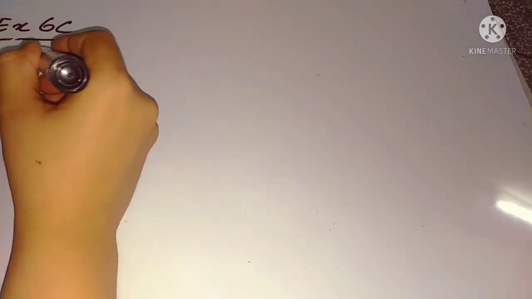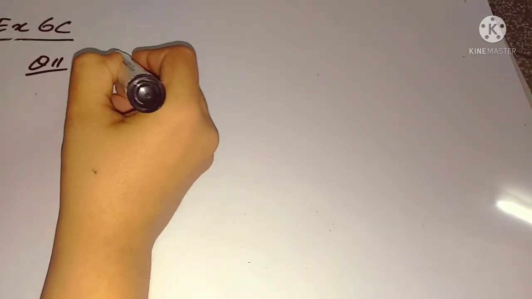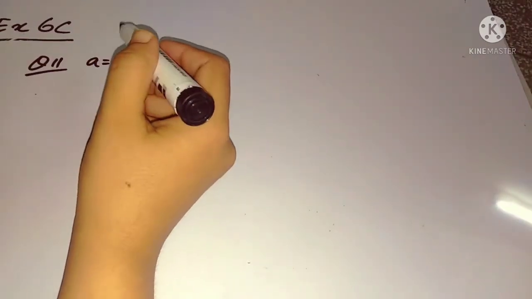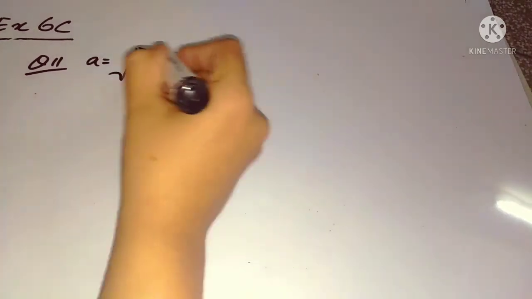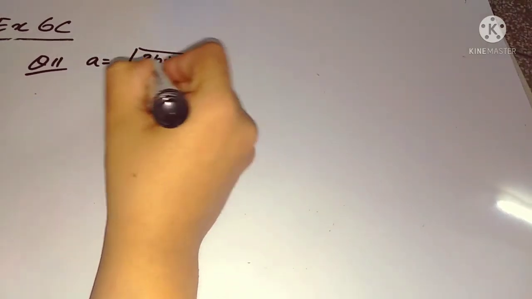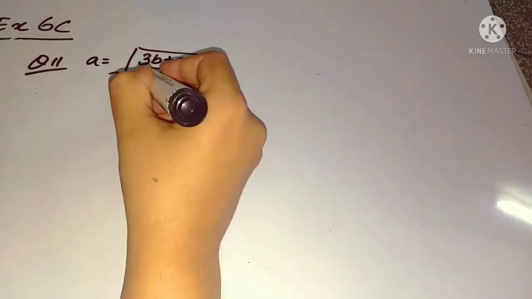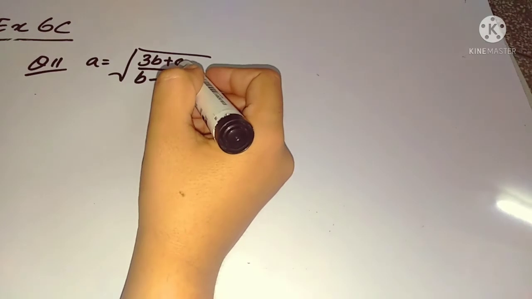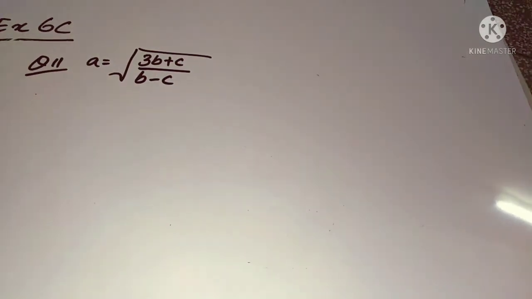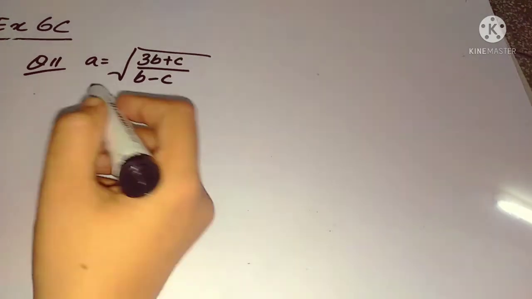All right, question number 11. The equation which is given is a is equal to root of (3b plus c) over (b minus c). In part 1 you have to make b the subject of the formula. For that, first you have to remove the square root. And how can you remove the square root? You have to take the square.